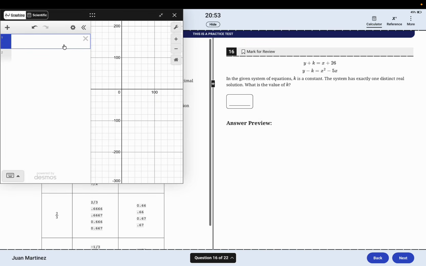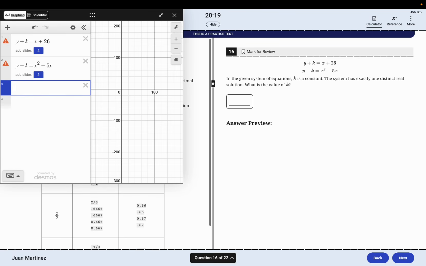All right, almost done. In the system of equations k is a constant, the system has exactly one distinct real solution. What is the value of k? So let's graph this. I think I probably know what format it's going to be in. Yeah, I already know. It's going to be a quadratic, and we're trying to find when it touches the vertex pretty much, because that's going to be the only time a line touches the quadratic one time. Minus 5x.